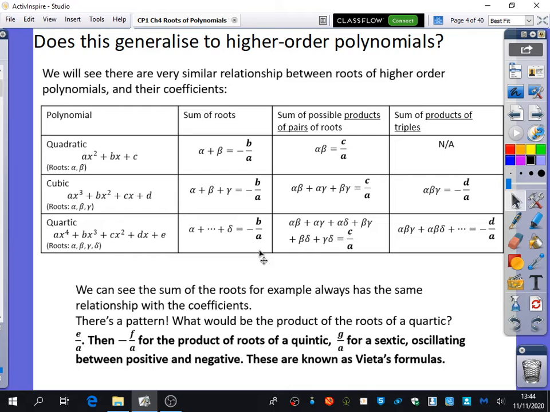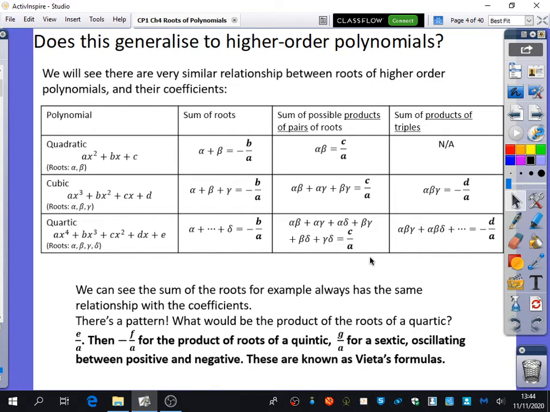The products of pairs, in other words, the product of two things together, well, we know for a quadratic, alpha beta is c over a. With a cubic, because there are three roots, there are three different pairs that you can potentially have. And when you add those together, you get c over a. And it's the same in a quartic. When you do all of the possible products of pairs that you get, it comes to c over a.